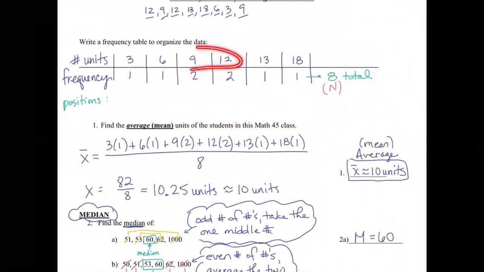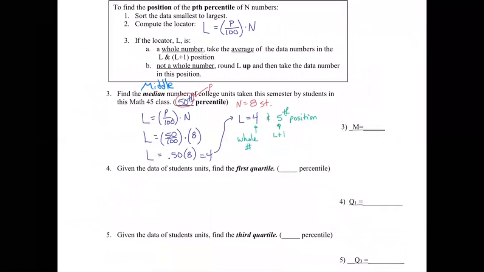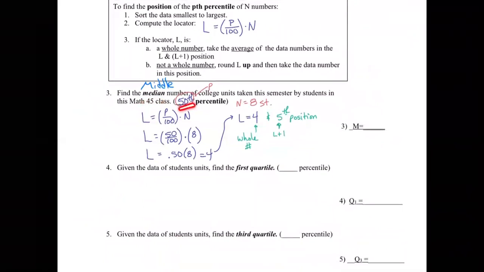It's probably somewhere around this area, isn't it? That's kind of the middle. It's probably somewhere between 9 and 12, about. Does that make sense? How do we find it in particular? Well, to find the middle, the median, that's the 50th percentile, kind of like halftime in a football game or basketball game. You're 50% of the way through the game, halfway through.